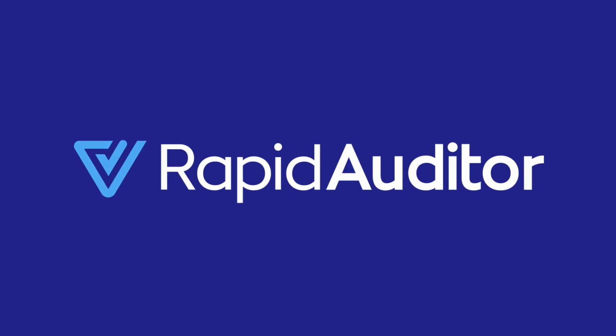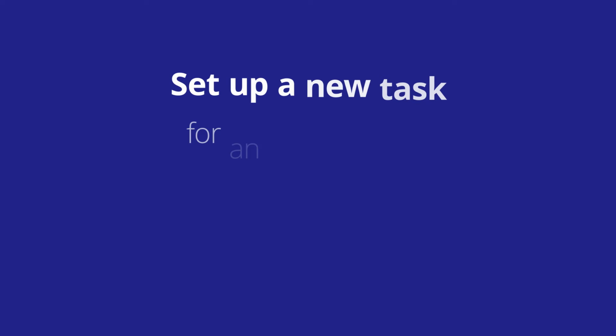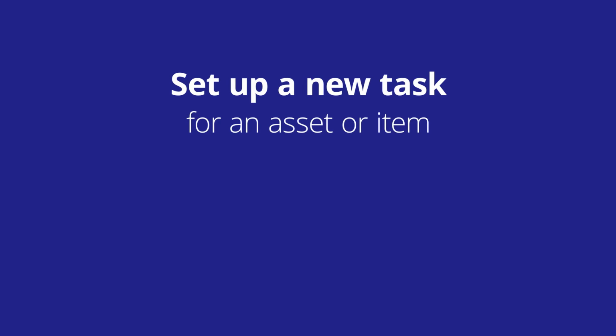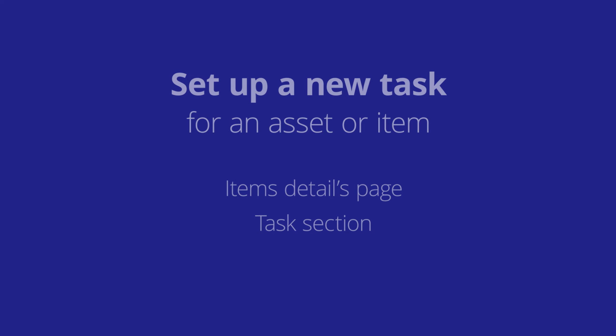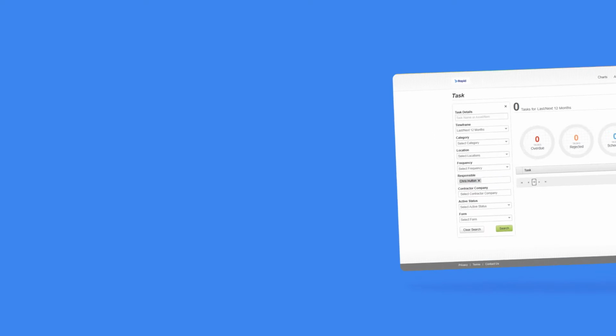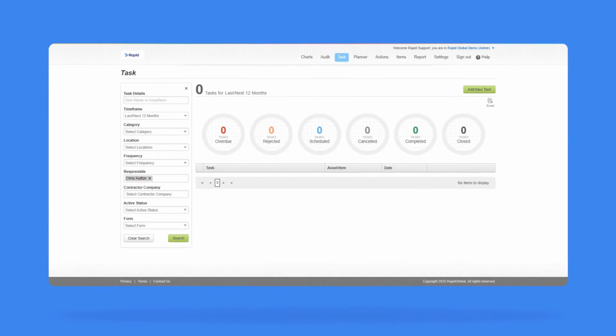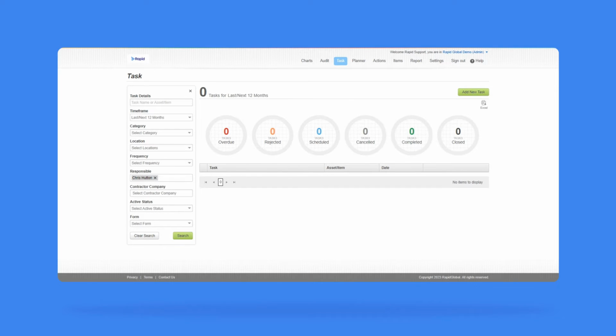Today, I'm going to show you how to create a task for an asset or item in Rapid Auditor. There are two ways to set up a new task for an asset or item. You can do it within the Items Details page, or you can do it through the Tasks section within your Rapid Auditor system. First, I'm going to show you how you can schedule a task to a group of assets or items. This process is going to be completed through the Tasks section.